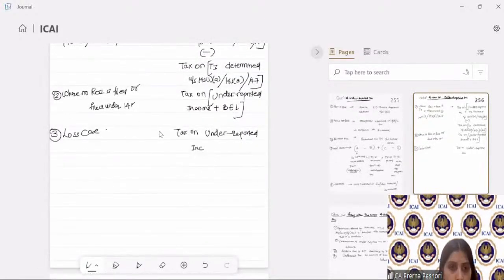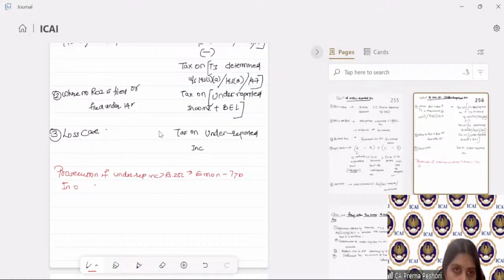You can write here prosecution if underreporting (6 months to 7 years) in other cases of concealment, it is 3 months to 2 years. Is that clear? You can just write that.